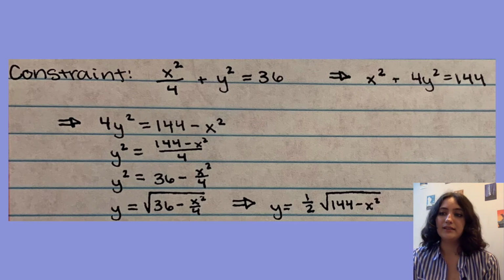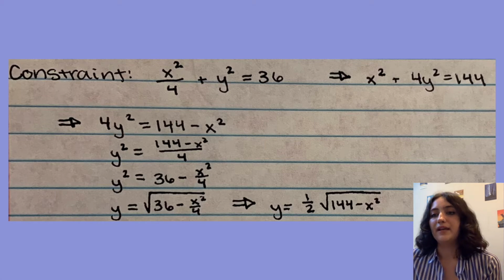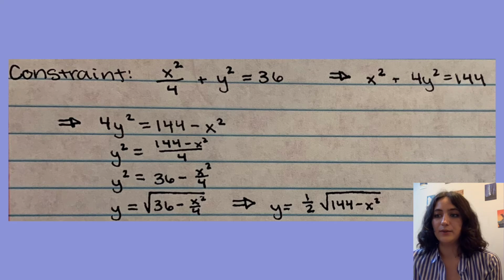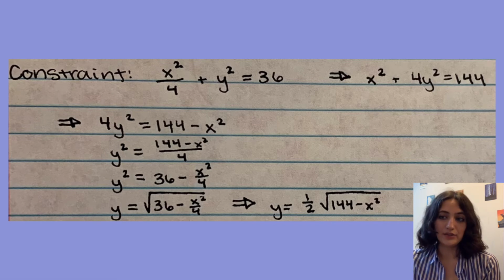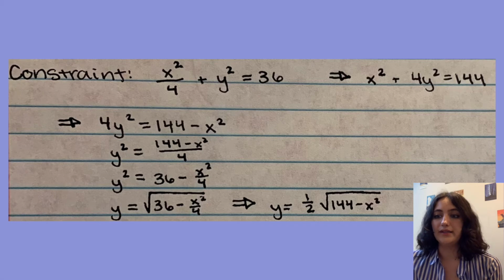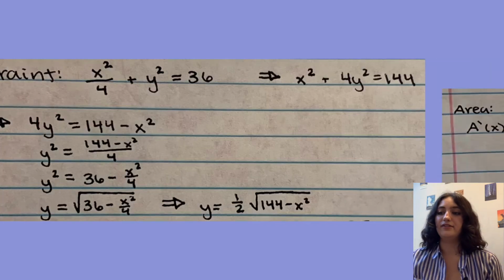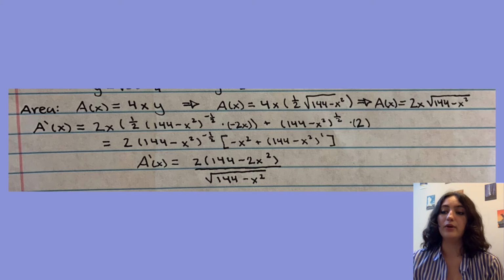The constraint is defined by the oval equation, which is from the sink, x squared over 4 plus y squared equals 36. It can be rewritten as x squared plus 4y squared equals 144. From that, if you solve for y, you'll end up with the square root of 36 minus x squared over 4, which is also y equals 1/2 times the square root of 144 minus x squared.